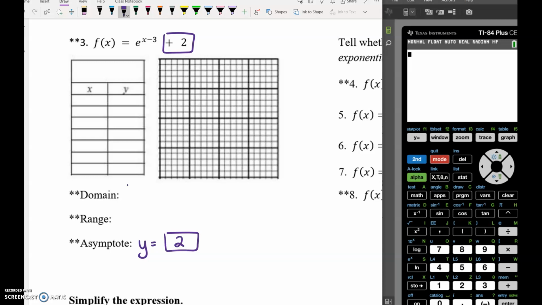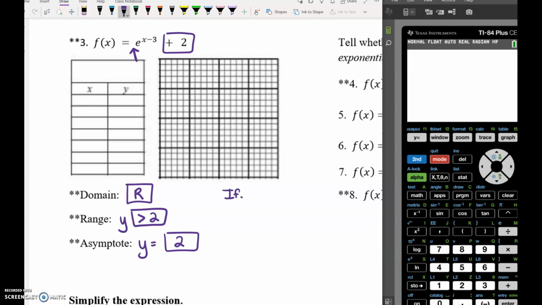Your domain, it will just have a blank. You type in capital R for all real numbers. For the range, it says y blank. So you need a symbol like greater than, less than, or equal, and then a number. Again, this is positive in front, so it's going to be y is greater than our asymptote of 2.